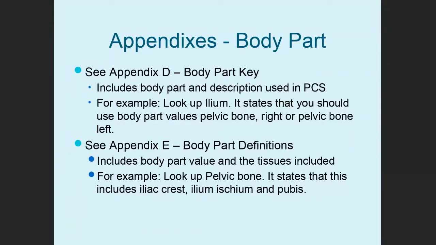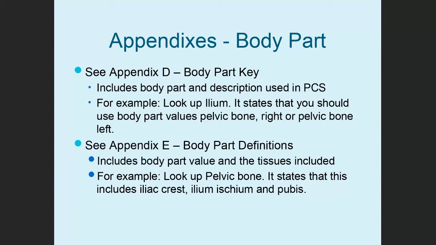There are some important appendixes included in the PCS book related to body part values. In Appendix D, the body part key includes the body part and the description used in PCS. Sometimes you won't have a body part that really fits. There's not a digit for it. You can look in the body part key and it will tell you where to look. If you look up ilium, it states you should use body part values pelvic bone right or pelvic bone left, whichever is appropriate.